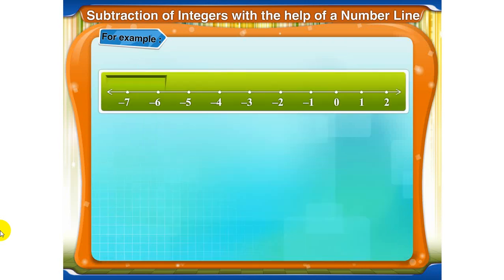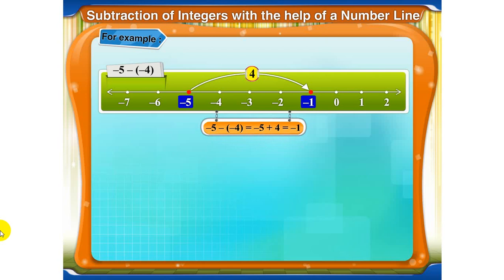Let us now find the value of minus 5 minus minus 4 using a number line. We can say that this is the same as minus 5 plus 4, as the additive inverse of minus 4 is 4. We move 4 steps to the right on the number line starting from minus 5. We reach at minus 1. That is, minus 5 plus 4 is equal to minus 1. Thus, minus 5 minus minus 4 is equal to minus 1.